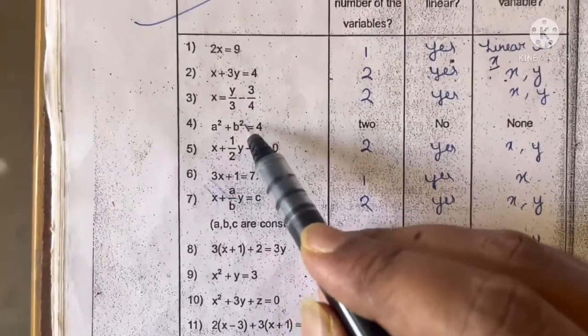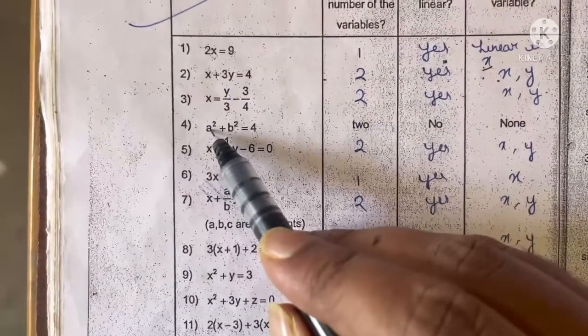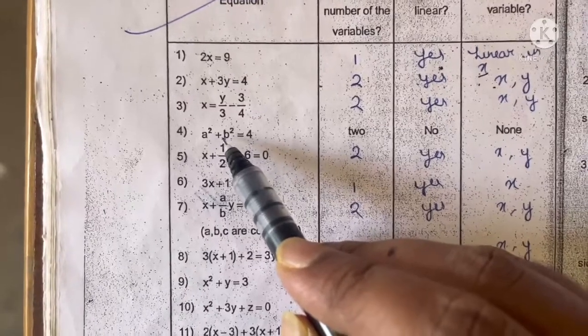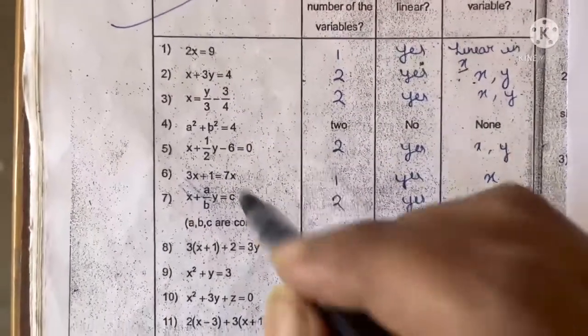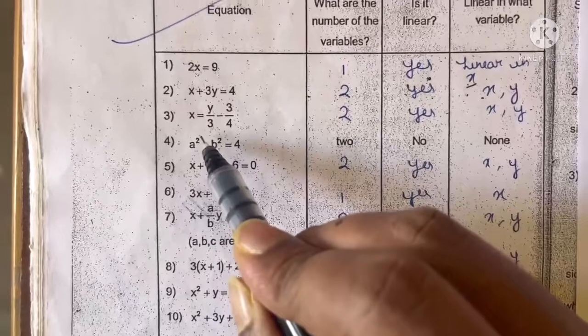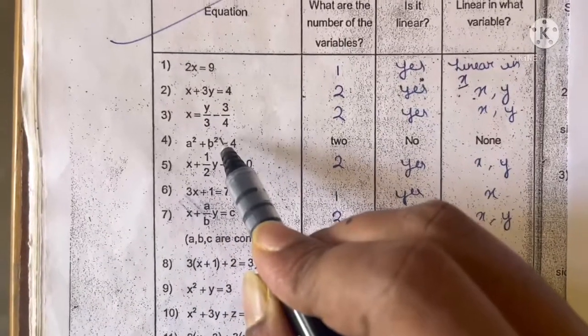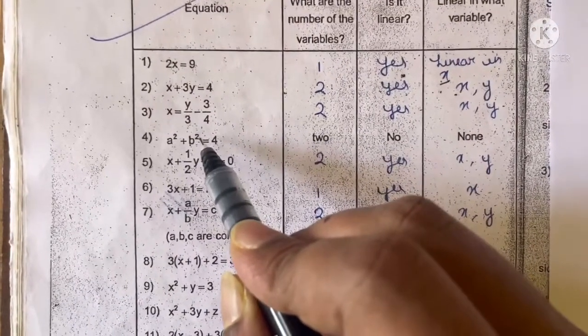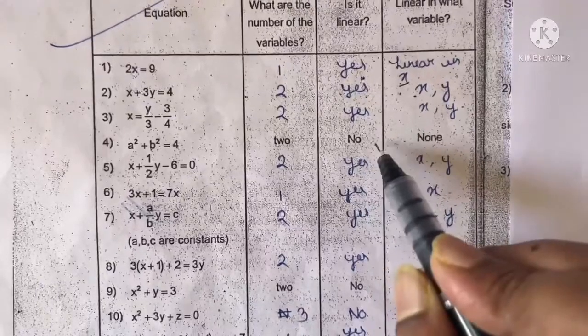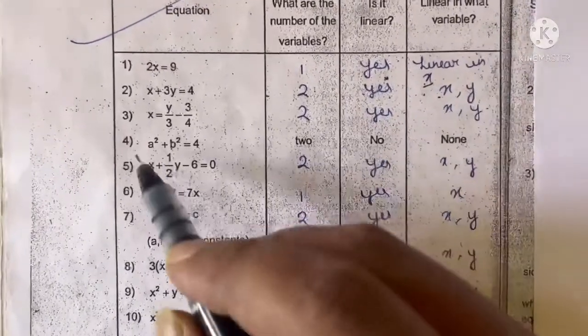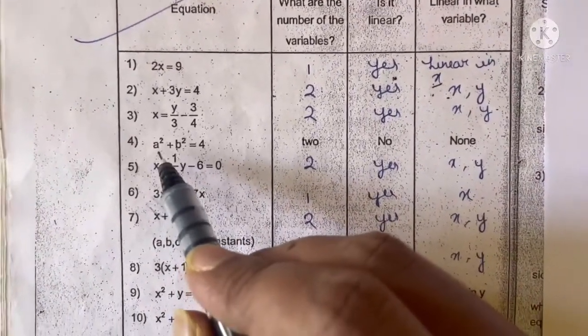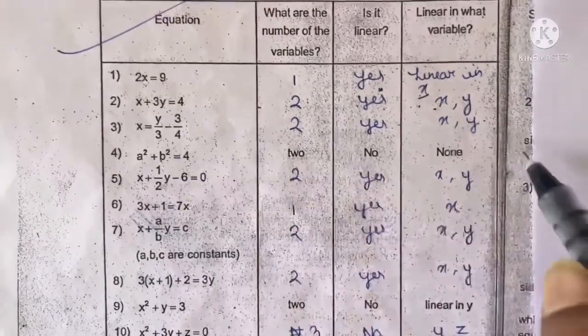See, a square plus b square equal to 4. How many variables? 2 variables. A and b are the variables. Now, are they linear? Let's check. The power of a is 2. The power of b is also 2. So if the power is 2, it cannot be linear. So it is not linear. It is linear in what variable? None of the two. It is not linear in a, it is not linear in b. So it is none.